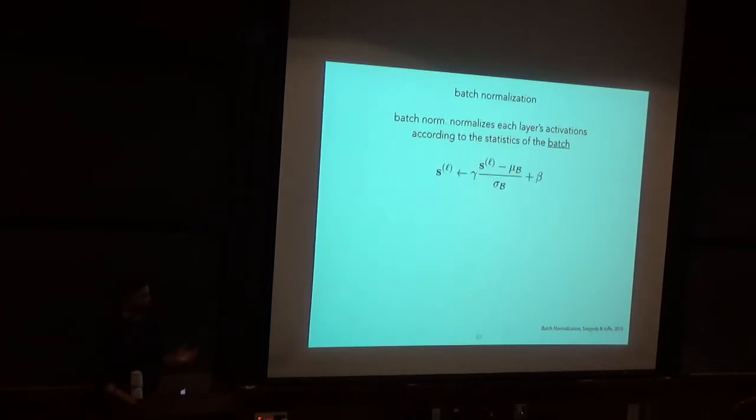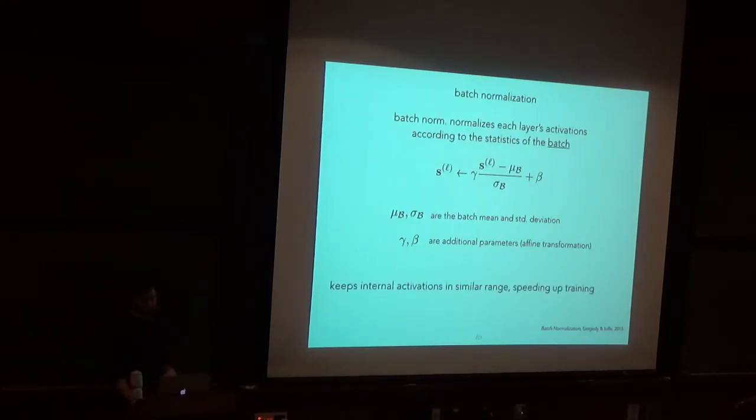So we have this sum S at layer L. We're going to take the mean and the standard deviation of the batch of data that we have. So we'll normalize across the data dimension. And then we'll apply this normalization, this scaling and shifting, or shift and scale, and then we'll apply this affine transformation just to allow the network to essentially undo the normalization that just took place. So we're going to keep now, hopefully, the internal activations in a similar range, and that will speed up training.